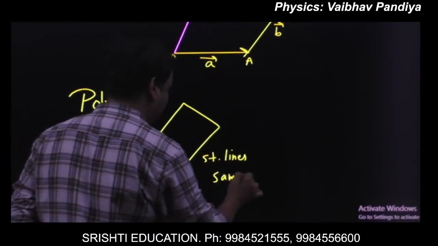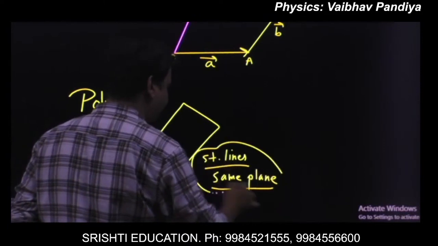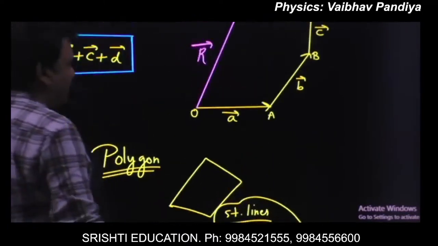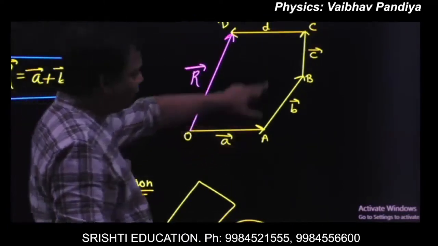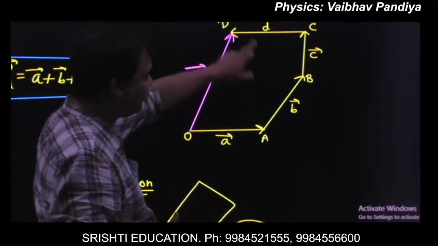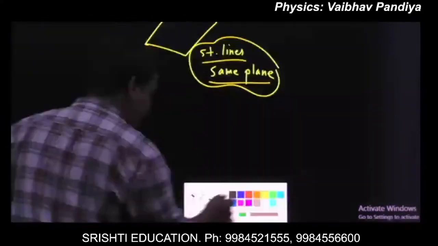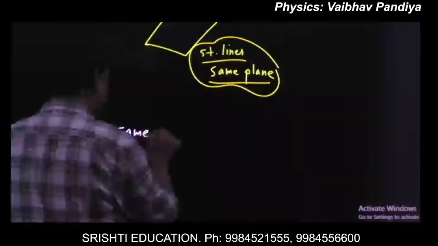Okay. So see what says the Polygon law. It is saying that if you want to add a number of vectors, they are represented by the adjacent sides of a polygon taken in the order. Now, what is the meaning of same order?